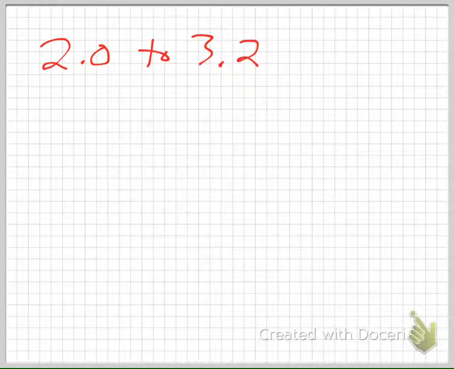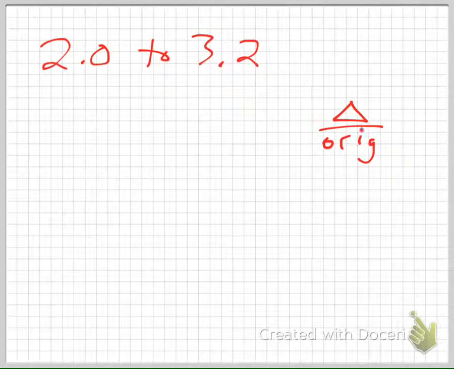Change over the original. And how do you write change? Triangle, right? Change over the original. And I just put orig, right? But that's the formula. Okay, so then how much was the original? 2. And how much did it change? 1.2.